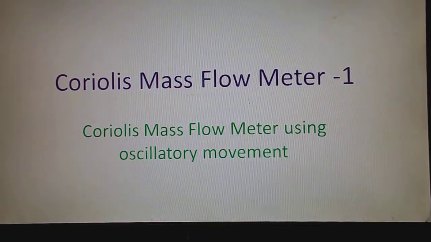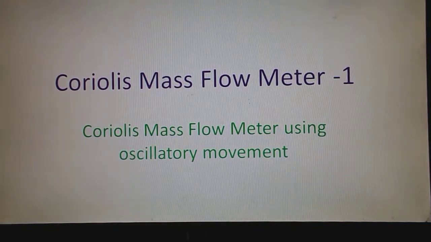Today's lecture is about Coriolis mass flow meter. As the number 1 suggests, this is the first lecture in this series. In this lecture, we are going to talk about Coriolis mass flow meter using oscillatory movement. What exactly this oscillatory movement is, we are going to discuss.